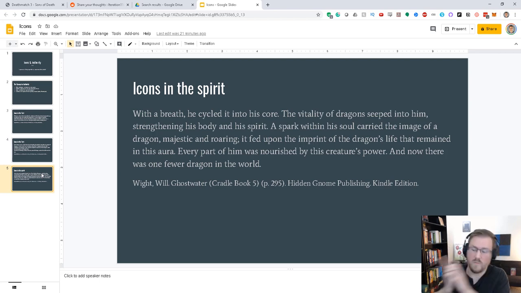And now when we retroactively go back, we can reread this, and it gives a whole new life to this passage. "With a breath, he cycled it into his core. The vitality of dragons seeped into him, strengthening his body and his spirit. A spark within his soul carried the image of a dragon, majestic and roaring. It fed upon the imprint of the dragon's life that remained in this aura." That's a dragon icon. It might be specific to Northstrider in that it can feed upon the latent authority of other dragons. But that's a dragon icon, and it is in his spirit.